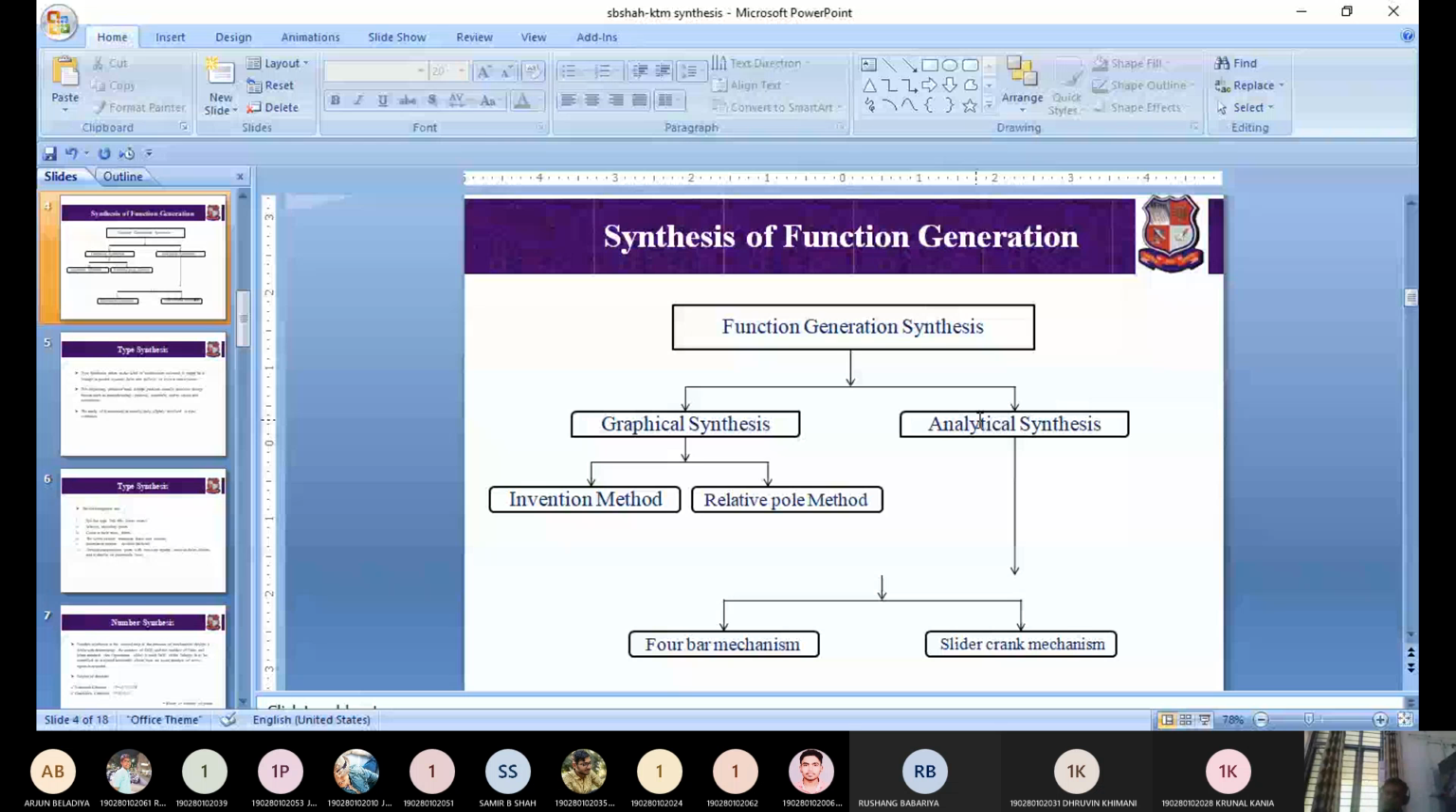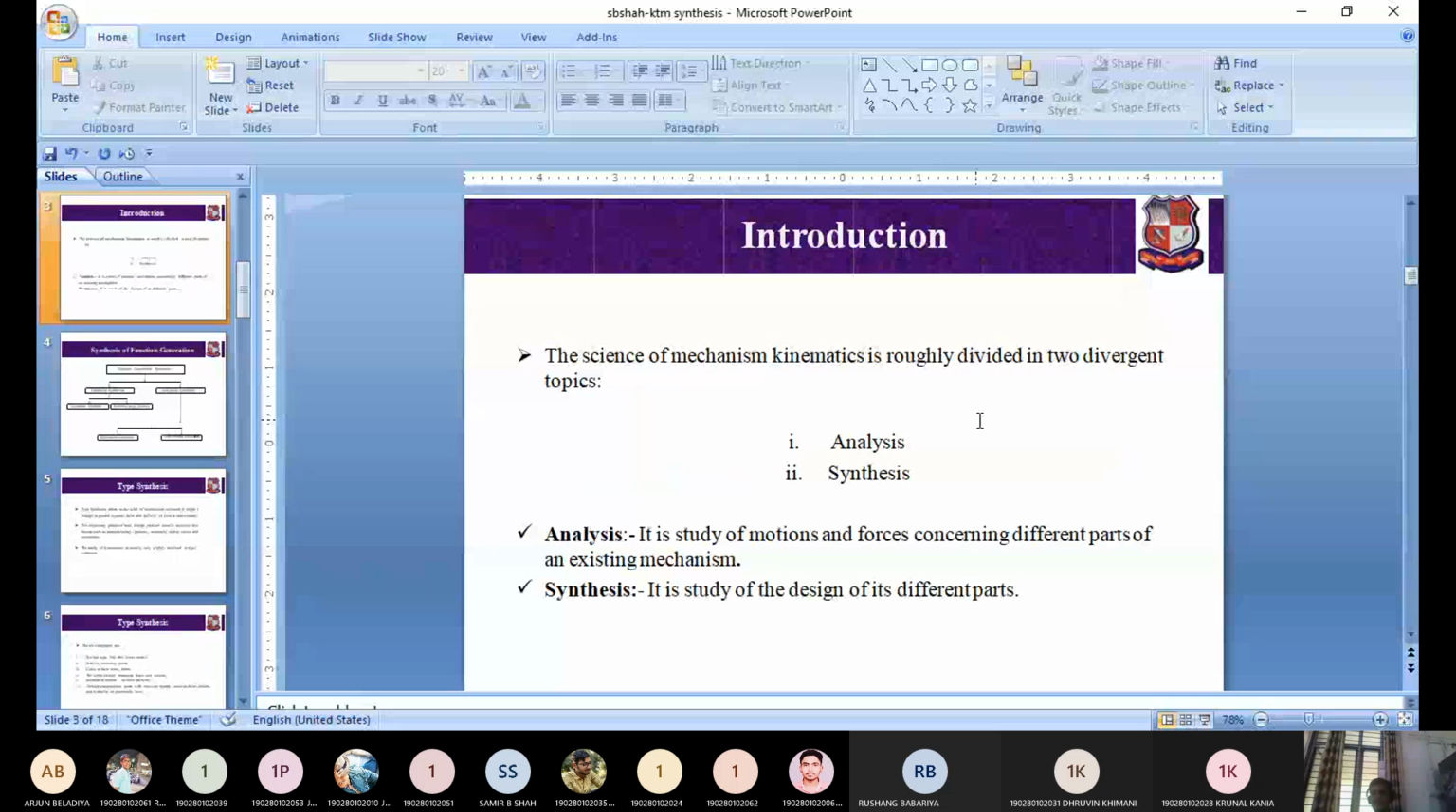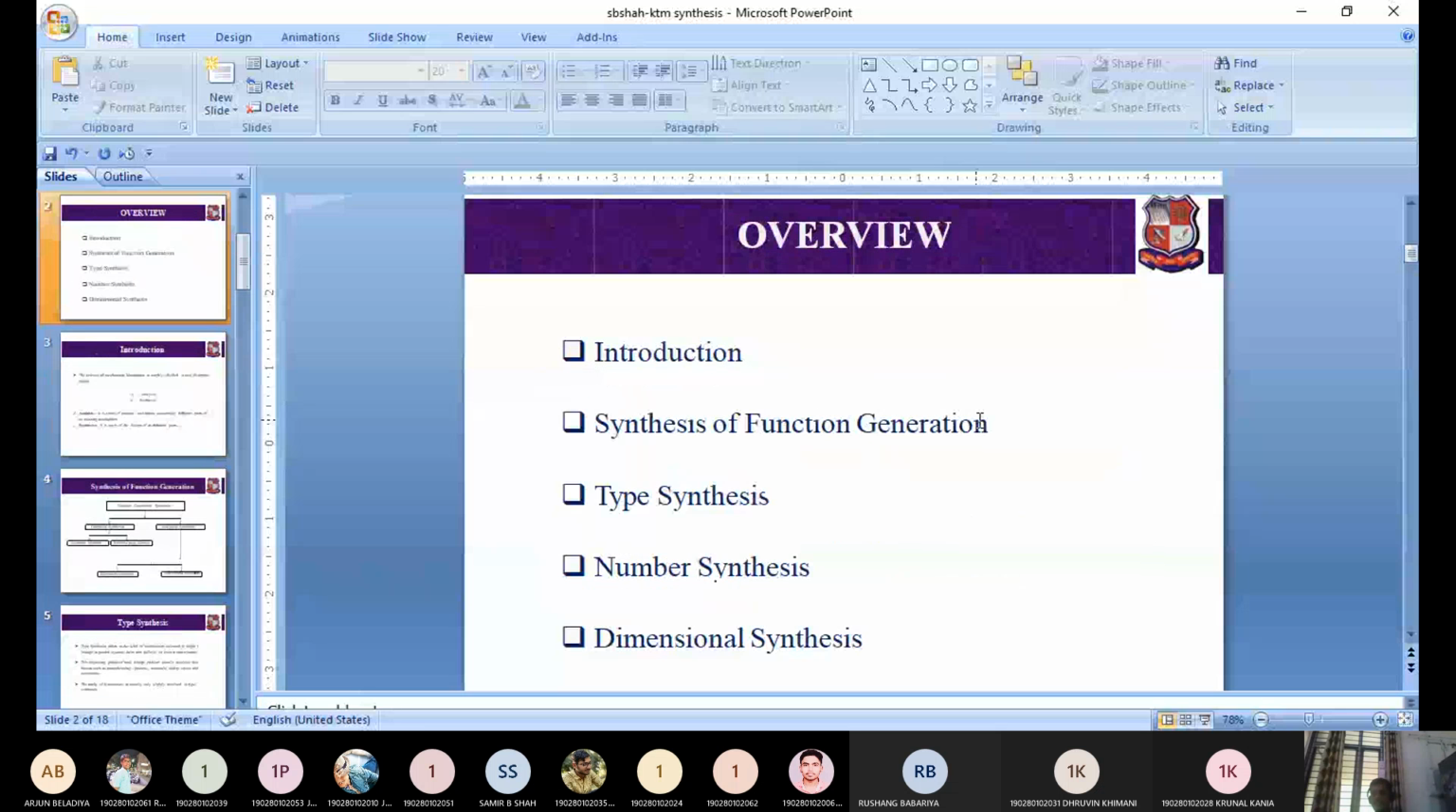Now, as I initially talked about the three kinds of synthesis, that is type synthesis, number synthesis, and dimensional synthesis, we start with the type synthesis. Just read it, which is really very easy to understand if you read it your own way, and try to understand it yourself.